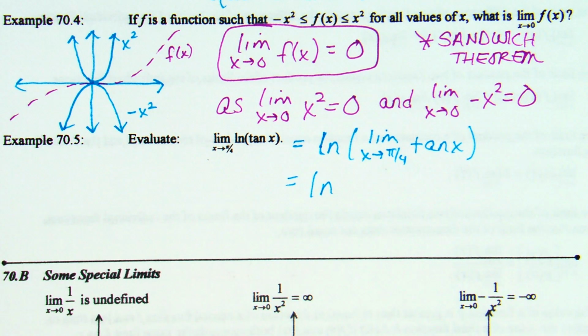Do you know something about the tangent at pi over 4? Where's pi over 4 in the unit circle? Or just knowing your reference chart. It's 1. Okay, tangent of pi over 4 is 1, yes?